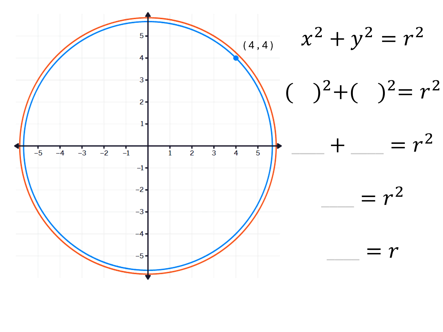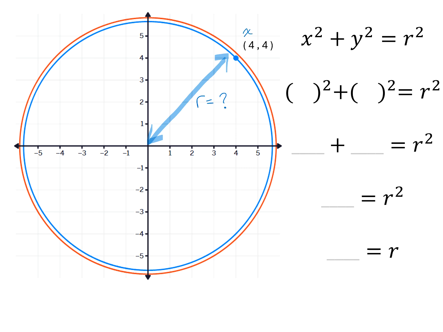I want you to imagine a blue circle being drawn through the point (4, 4). If the radius of our blue circle is smaller than the radius of the red circle, that means our point lies inside the red circle. To determine the radius of our blue circle, all we need is a coordinate on our blue circle, which we already have, which is (4, 4).